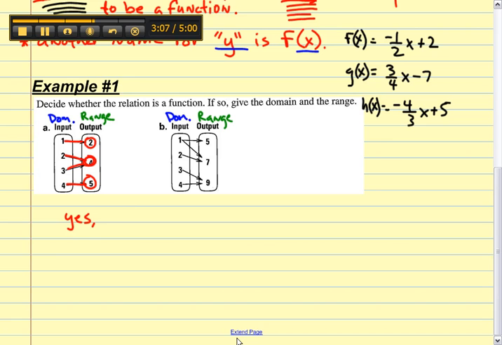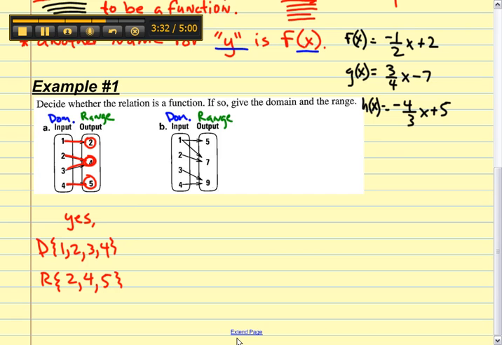Well the domain for the first one is what? I'm going to put D, and I put little braces here. That's the way we normally write it. So what is it? 1, 2, 3, 4. Exactly. Domain is what we stick into the function. Then the output, the range is 2, 4, and 5. That's exactly right.